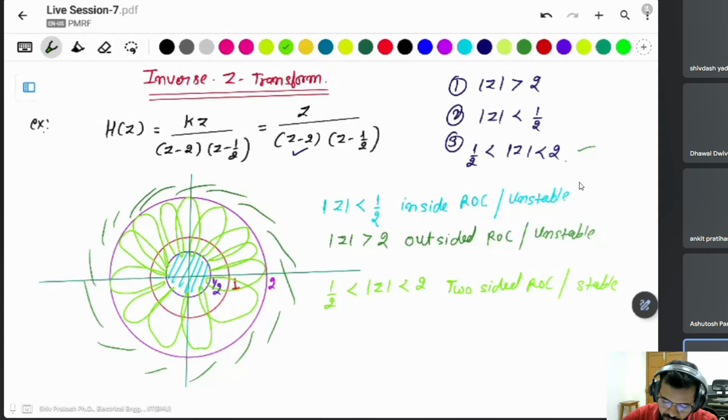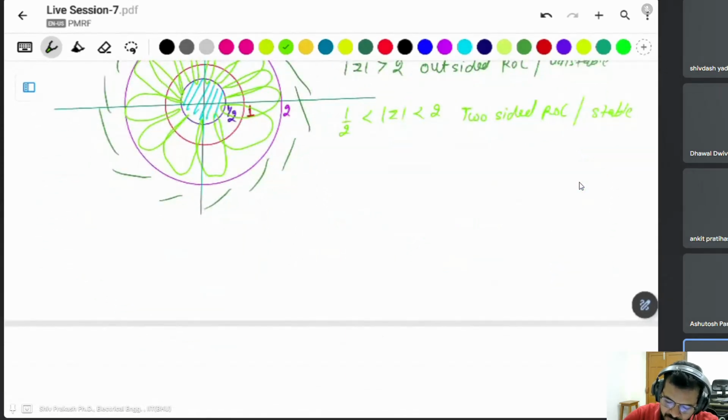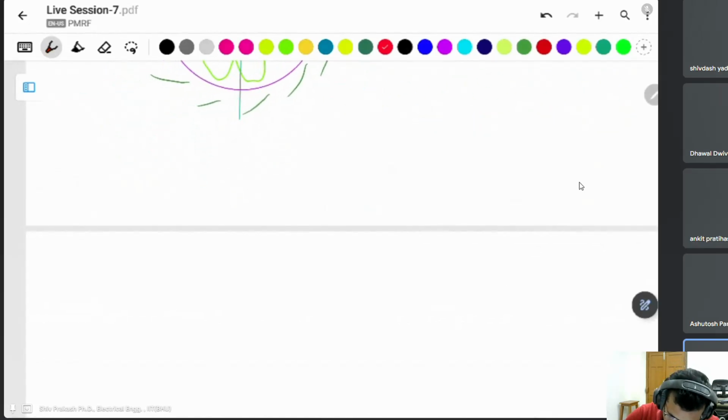Then how can you find the inverse transform of this system by including all of the conditions: ROC less than half, ROC greater than 2, and ROC lying between 1 by 2 and 2? For finding the inverse Z transform, we should find the partial fraction of the system.